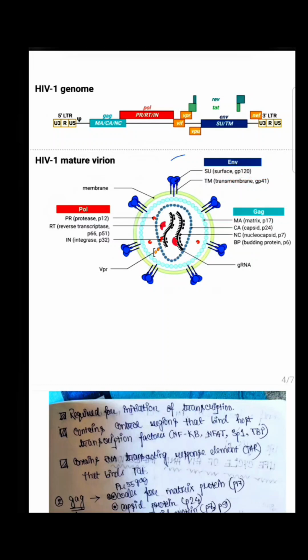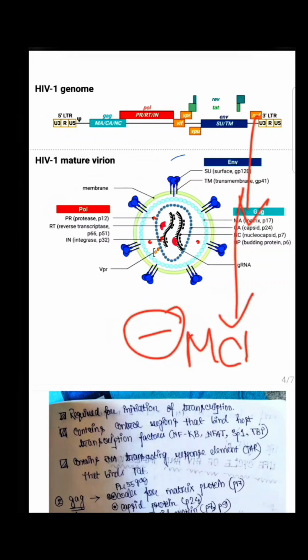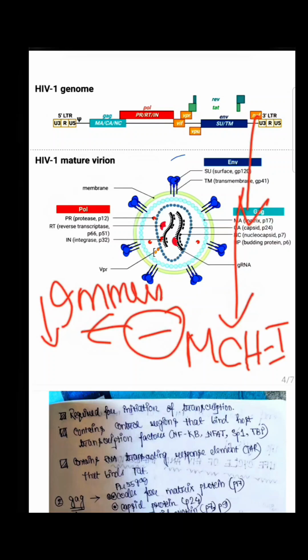Another gene we also have is NEF. What is NEF? This NEF inhibits the MHC1, or the major histocompatibility complex 1, that basically suppresses the host's immune system.